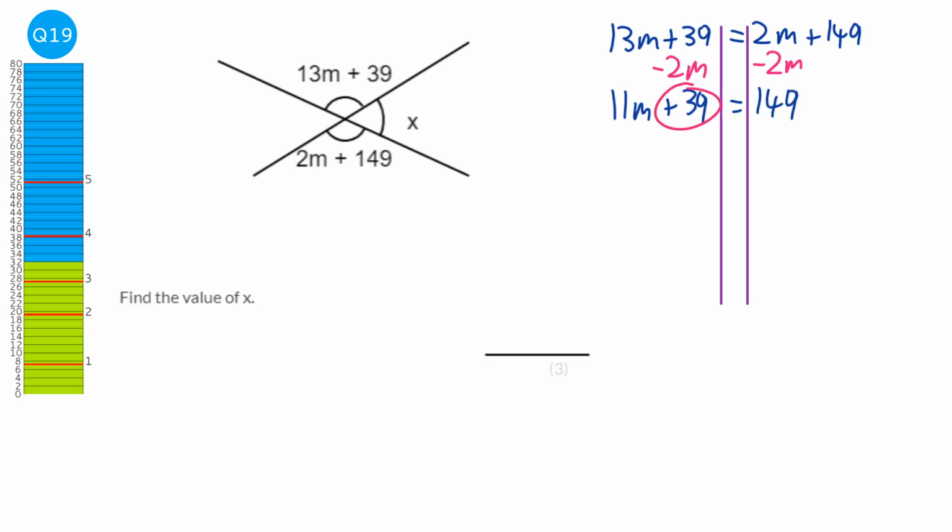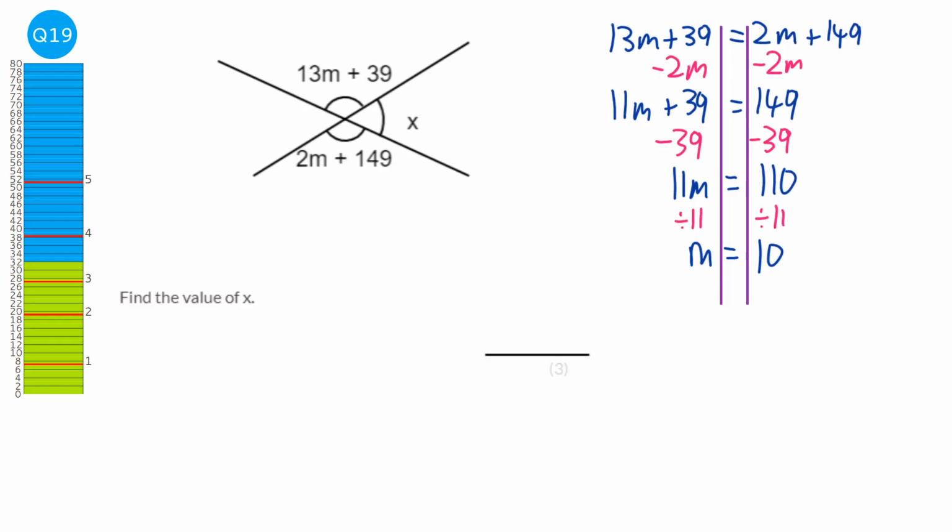Next we're going to remove the number, so take away 39 from both sides. And we've got 11m is equal to 110. And then we're going to divide both sides by 11 to find out what m is. So m therefore equals 10. So we know if m equals 10, we can then work out x.